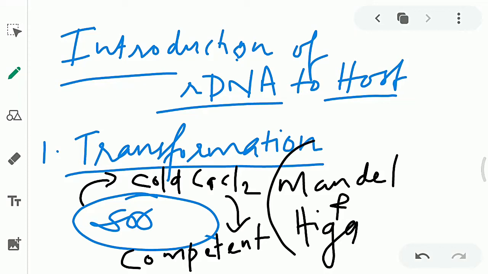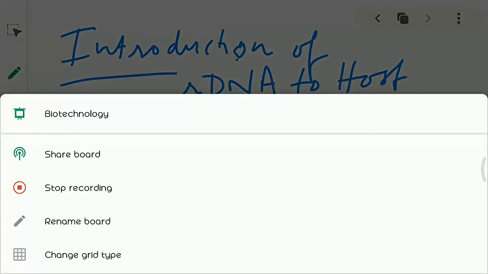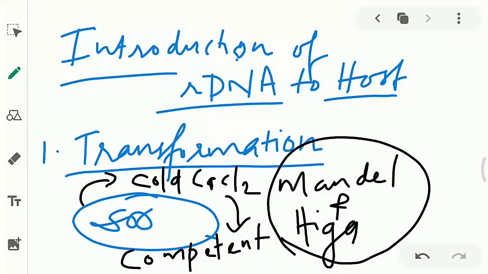So according to Mendel and Higa, they have designed a technique that E. coli is treated with cold calcium chloride and made them competent. Just after cold calcium chloride, you give a heat shock, and then you mix the recombinant DNA along with the host cell, then the host cell takes it up. This is only for E. coli. Okay, so you need to keep this in your mind.